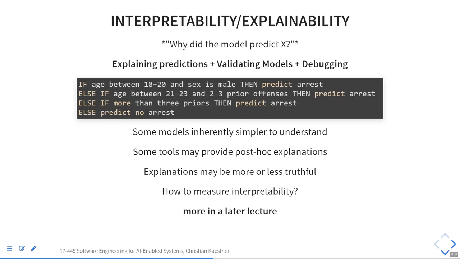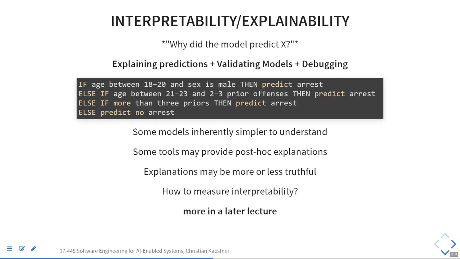right? If it predicts an arrest, I can figure out why does it predict this, right? It predicts because I'm in this age range and it has these prior offenses. I don't necessarily have to agree with the parameters of these models, right? The cutoff scores, but I can understand what the cutoff scores were, right? I can explain to somebody, this is why this decision happened and the model was based on training data. So with these cutoff scores, this is maybe the most representative.